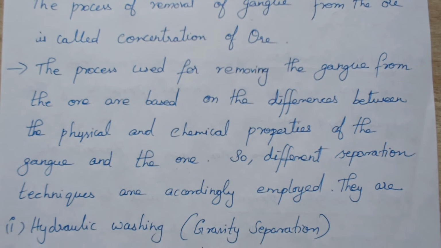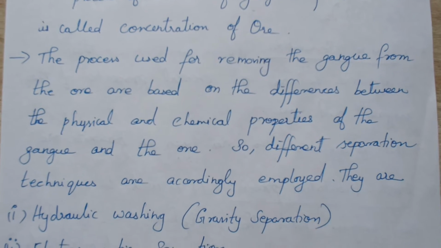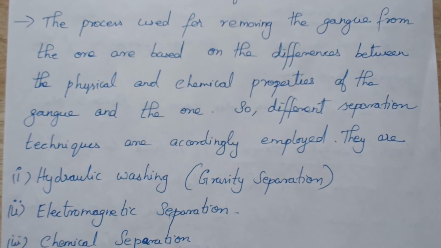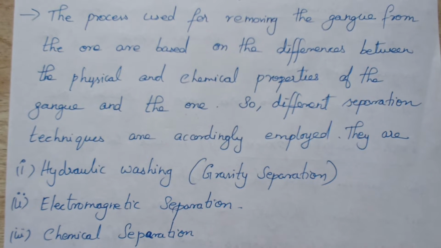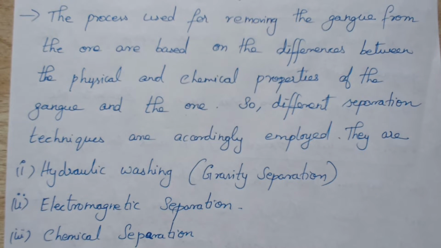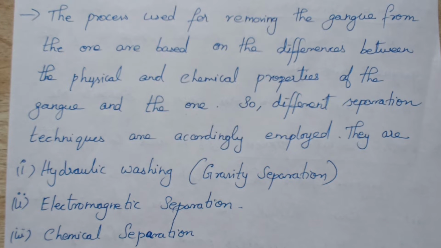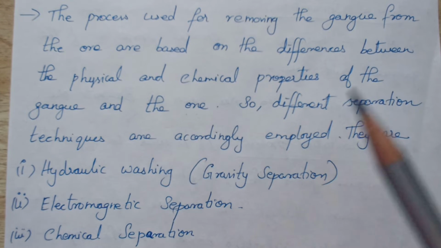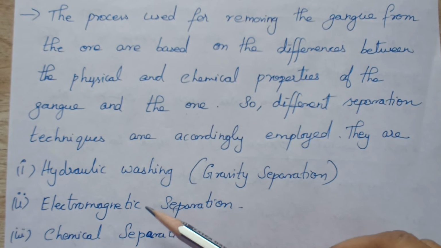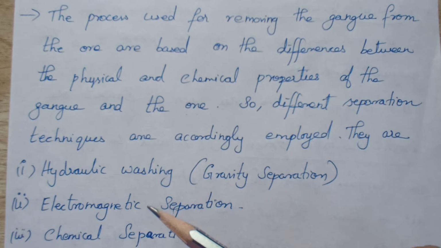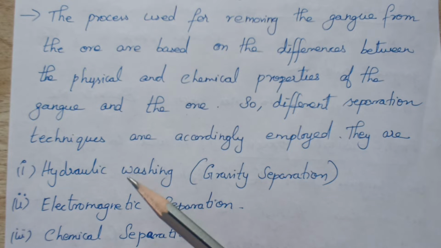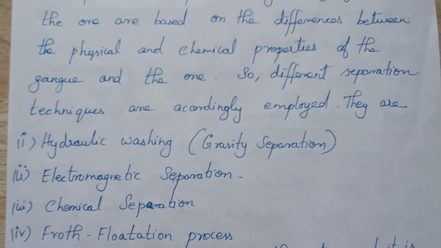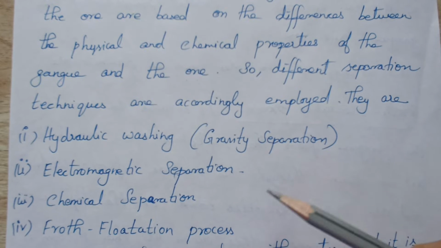We have four methods in the book. They are not given in detail, just know these processes. First, concentration means removing the impurities, that is gangue, from the ore. So what are the methods applicable for that? Based on the physical and chemical properties of the gangue and the ore, the method will be selected. So we have four methods generally used for the concentration of the ore.